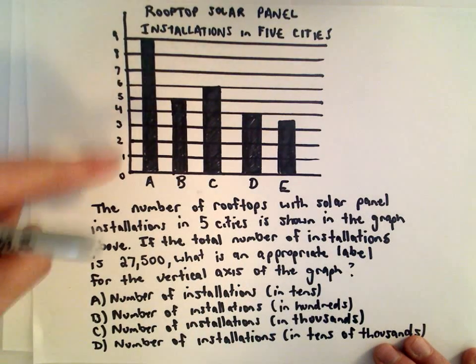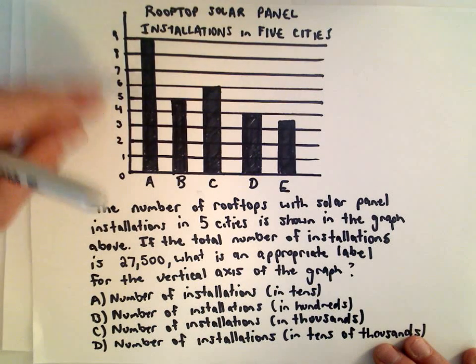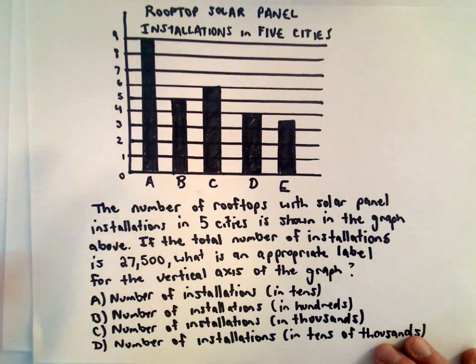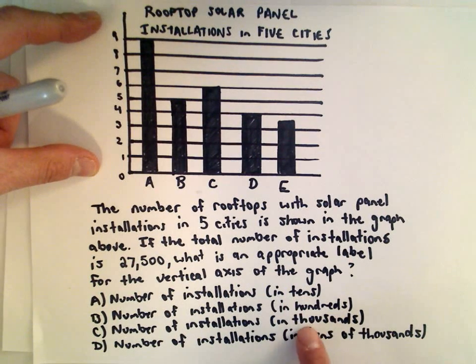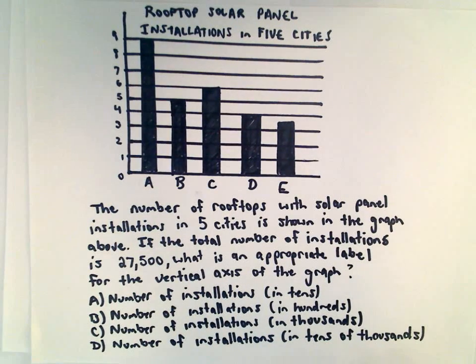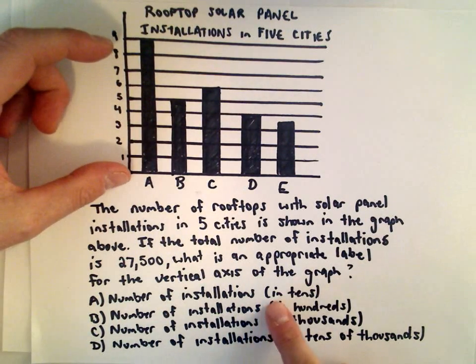There's no label on the vertical axis, we've just got 0, 1, 2, 3 up to 9. And we want to know, should this be the number of installations in tens, in hundreds, in thousands, or in tens of thousands? So there's really not a lot of work to do in this one. It's just trying to make sense out of this graph. So, okay, let's go through the choices.